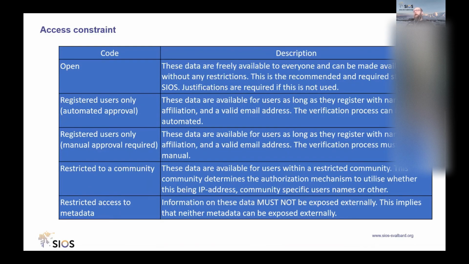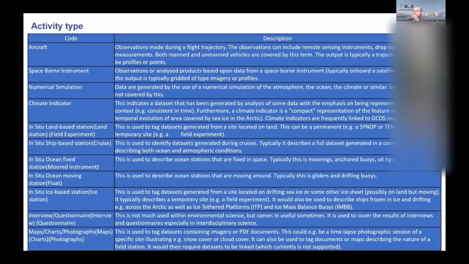The next standardized description is access constraint. This is, yeah, the activity type. So we can choose the platform on which the data sets have been collected, from aircraft to ships, or fixed or floating station on terrain, or on the ice. So this list is also updated from time to time, so it is worth checking what the current state is. But if you are using our metadata form, you will always find the newest list of that.